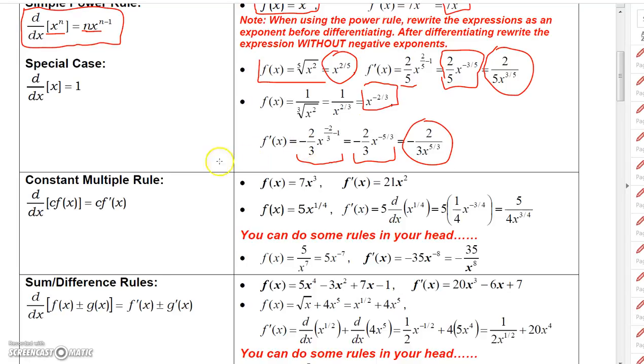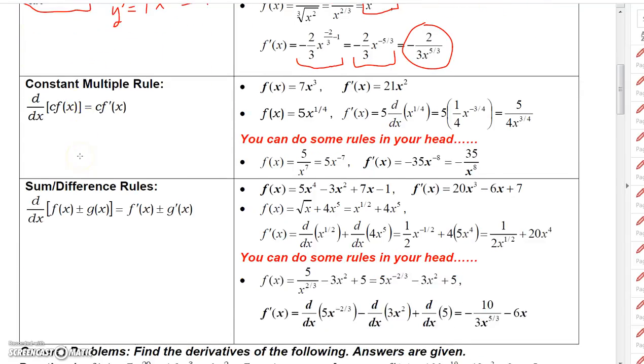Now, a special case of this is that the derivative of x is 1. And you can show this with the power rule, because if you take the derivative of x to the first, well, the derivative of that would be 1x to the 0. And of course, x to the 0 is just 1, so 1 times 1 is 1. So the derivative of x with respect to x is 1.